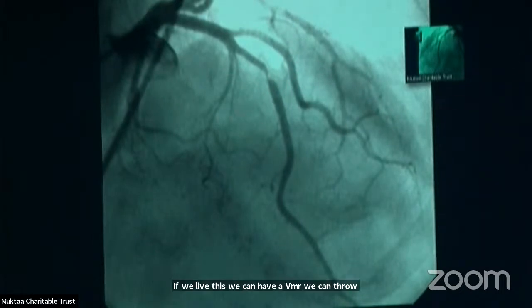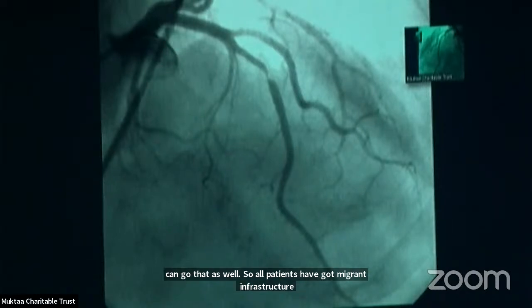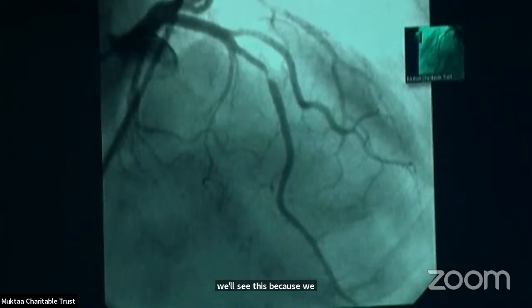So all patients have got myocardial infarction, maybe non-ischemic or ischemic MI. Angiography is mandatory within 24 hours to see these lesions, because if he misses this lesion, he can have a second MI and he can collapse. So that should be taken care of.